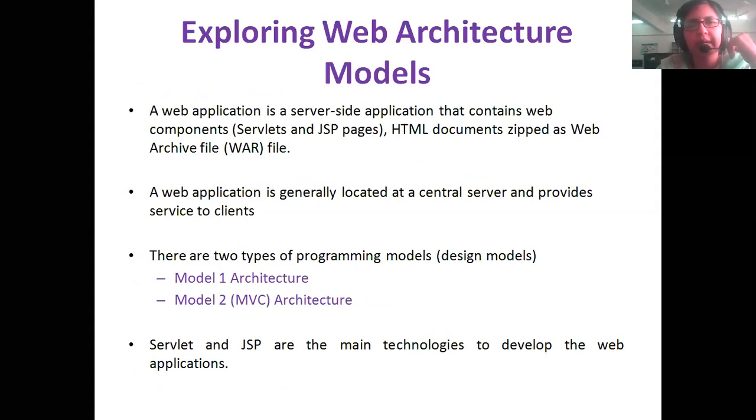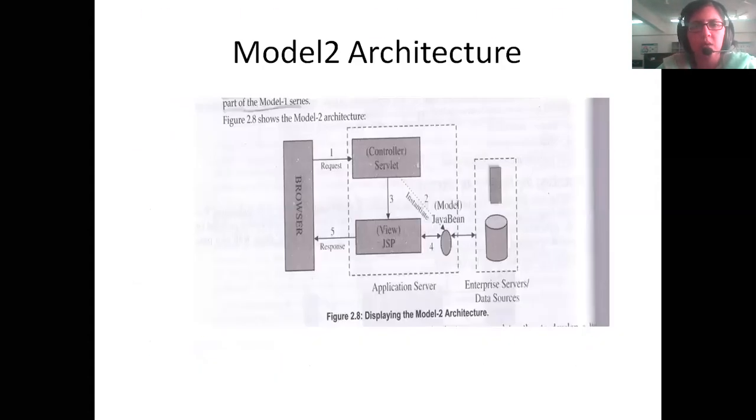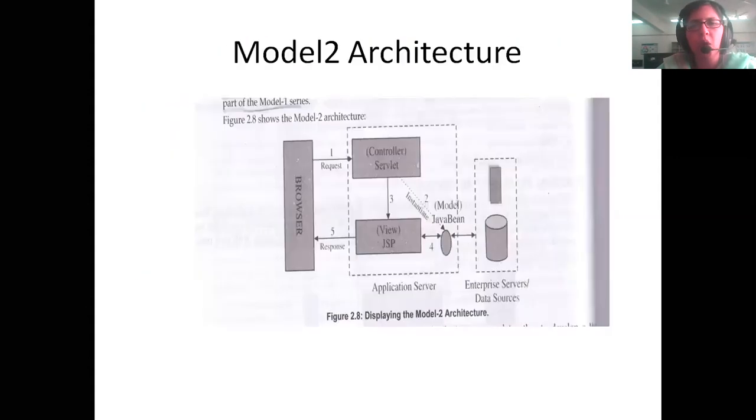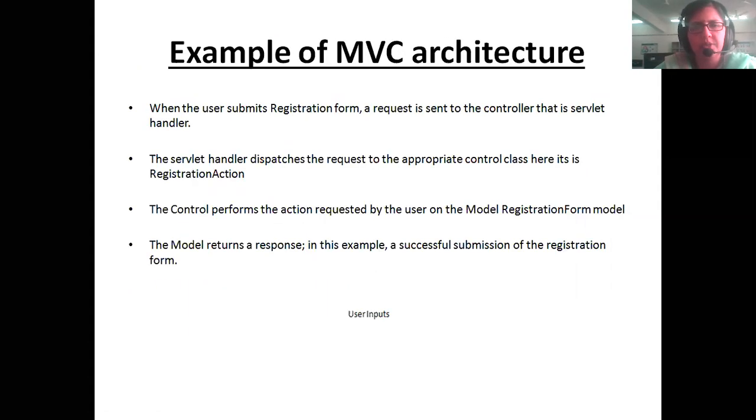Then we studied the two basic web architecture models. In the Model 1 architecture, the entire thing was decentralized, hence it was tough to do scalability. To overcome this, we used Model 2, which is based upon the MVC architecture. In Model 2, there is a clear separation of the view part, which is given by the JSP, the controller part, which is given by the servlets, and the model part, which is given by the Java Bean, which connects with the database. We saw the advantages and disadvantages of each of them.